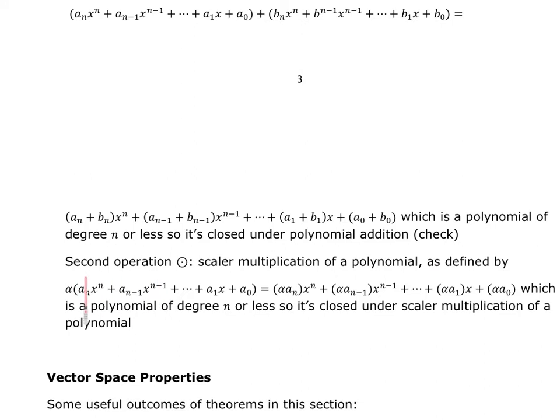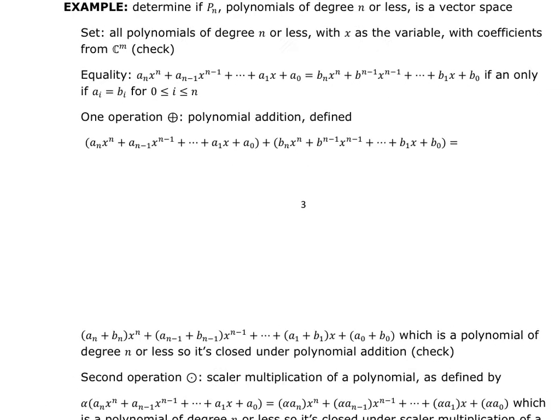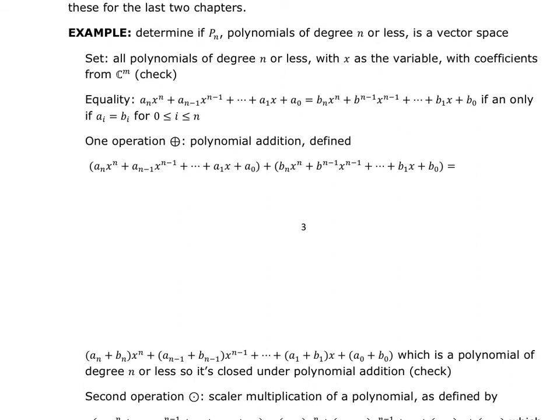Check. The second operation that we're going to look at is scalar multiplication of a polynomial, and we're going to define it as a scalar being multiplied by my polynomial. That scalar is multiplying by my coefficients, and so it's not changing the degree of the polynomial, which means that when I multiply by the scalar, whatever it may be, my degree of my polynomial is going to be n or less. So it is closed under scalar multiplication. Check. So what that tells me is that this polynomial of degree n or less is a vector space.